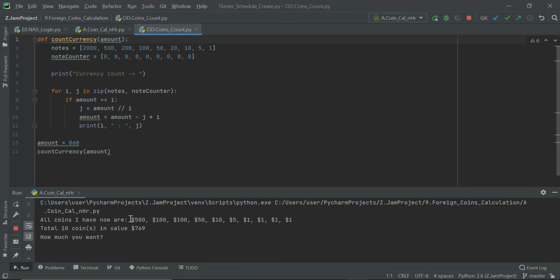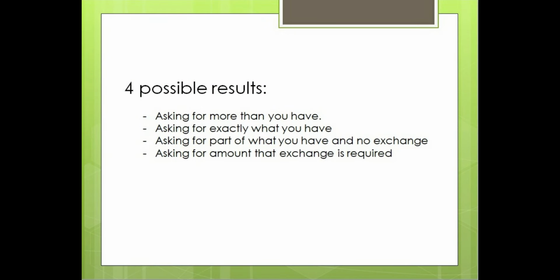For easier demonstration, I have assumed that I have a total of 10 coins, with a total value of 769, which you can see below. I have one $500 coin, two $100 coins, one $50 coin and so on. For this coins calculation problem, I have thought of 4 possible results. First result would be asking for more than you have. Second result would be asking for exactly what you have. Third would be asking for part of what you have and no exchange is required. And the last one is when exchange is required. I will do all 4 demos as a test of my program.